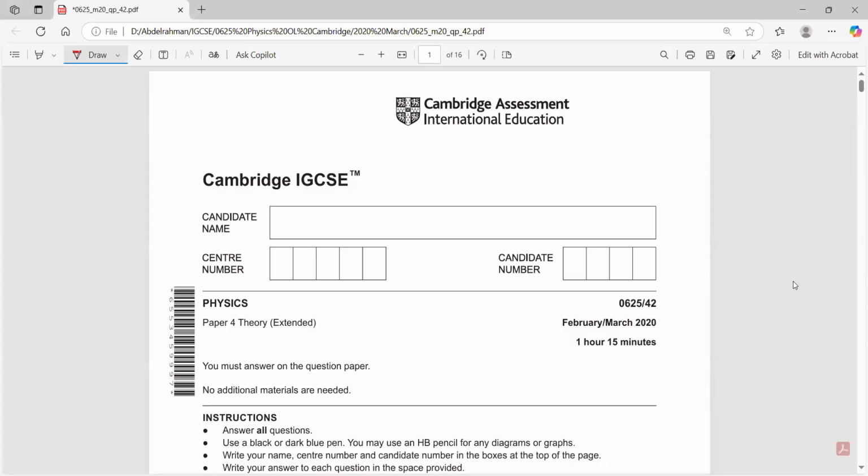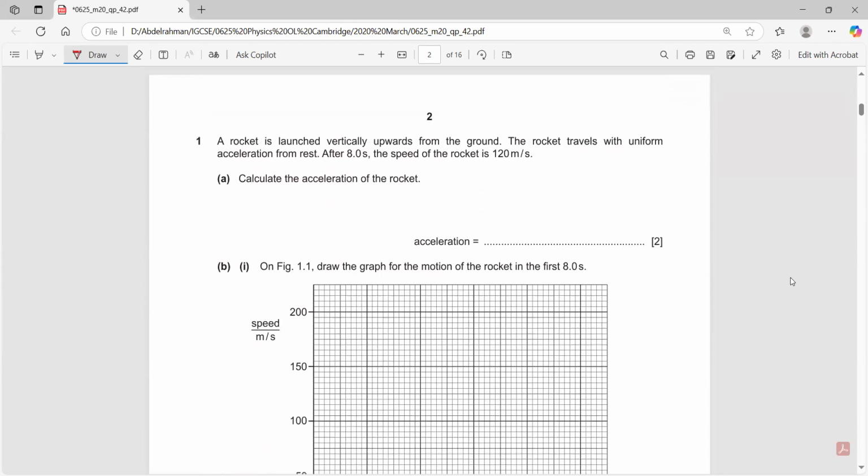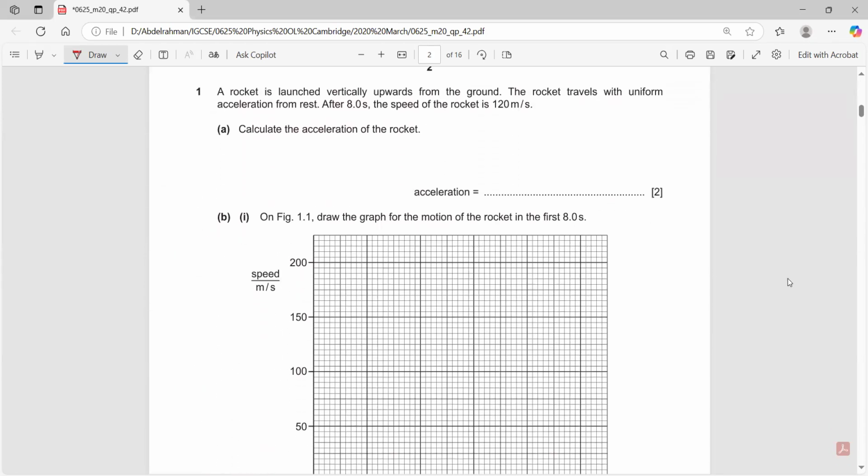Okay, February, March 2020, paper 4, variant 2. Question 1. A rocket is launched vertically upwards from the ground. The rocket travels with a uniform acceleration from rest. After 8 seconds, the speed of the rocket is 120 meters per second. Can I find the acceleration?